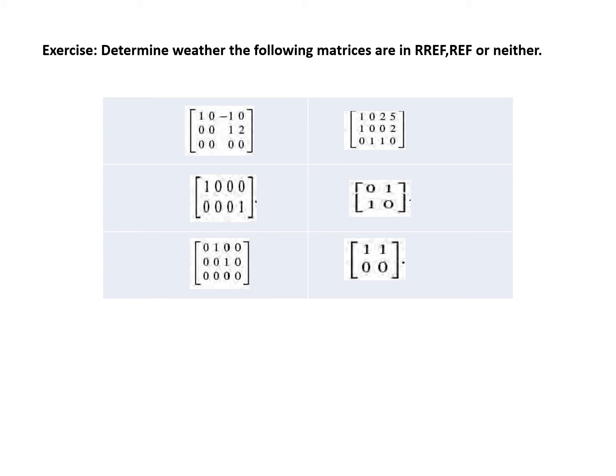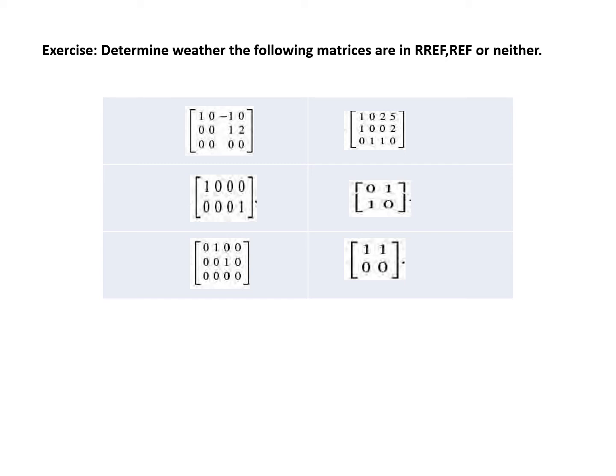The second example has first row 1 0 2 5, then 1 0 0 2, and 0 1 1 0. You see, there must exist a leading one in each row. If you analyze row number 1, at the first row first column position there exists a leading one. On the second row there exists a leading one, and on the third row there exists a leading one. So it satisfies the first condition.